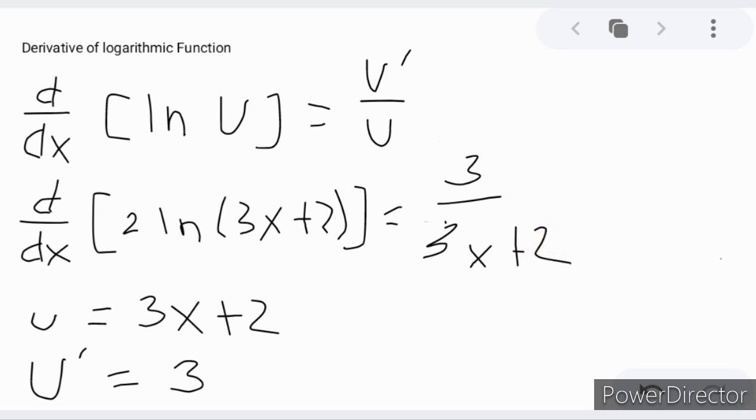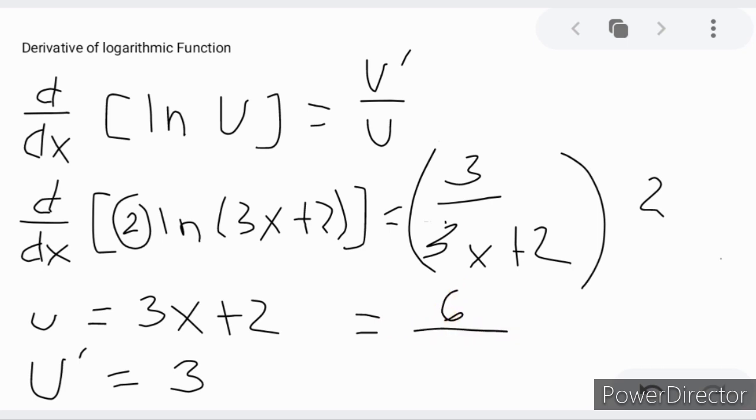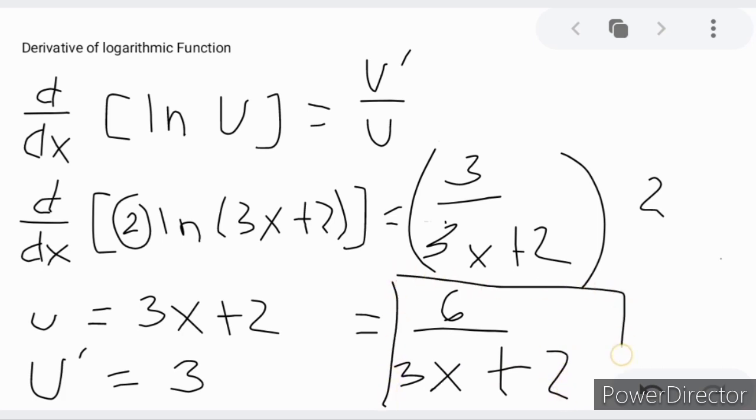But this is not the final answer, because there is a 2 here. So we need to multiply it by 2. So it will become 6 over 3x plus 2. And that is our final answer.